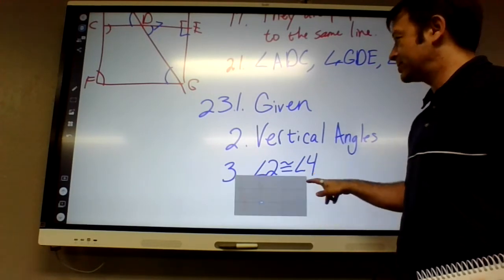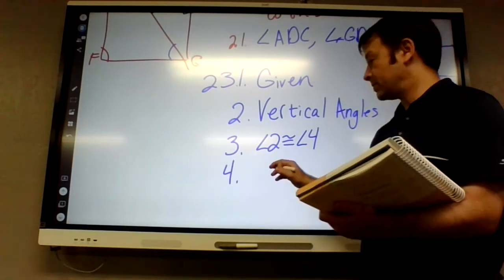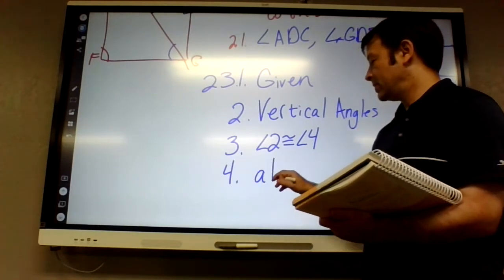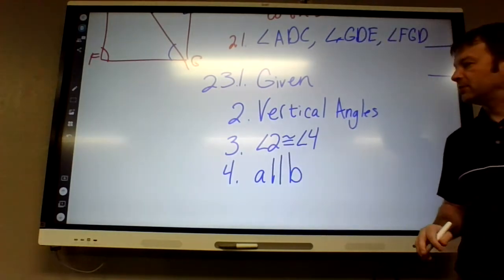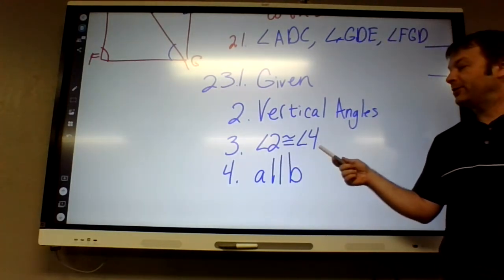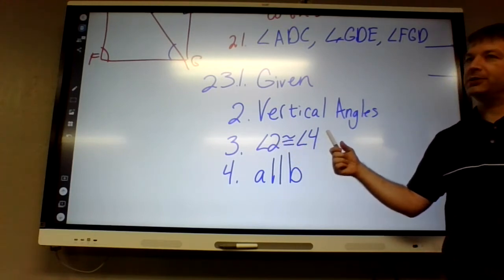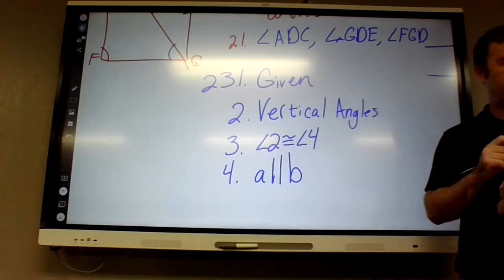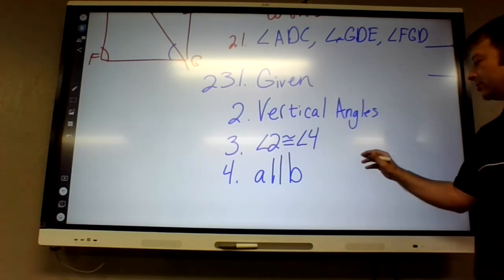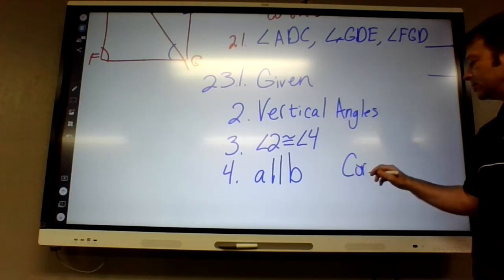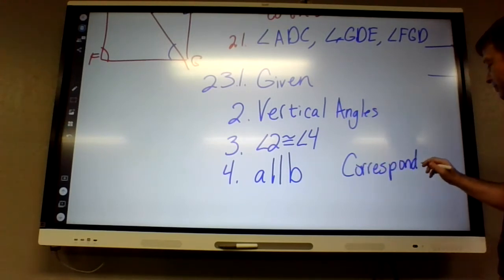Okay, what does the last line always end with? What you're trying to prove, that the lines are parallel. A is parallel to B. But why though? Why does 2 and 4 being congruent make the lines parallel? What are 2 and 4? Right, corresponding angles are congruent. The lines are parallel. I'm just gonna put corresponding angles are congruent.